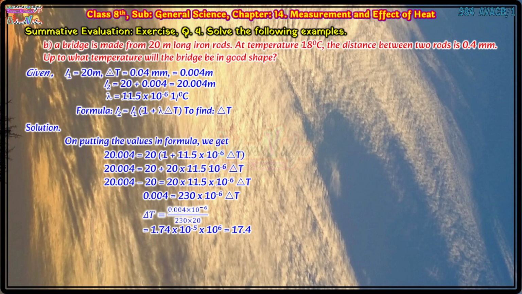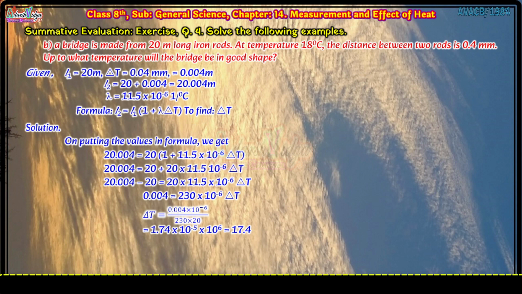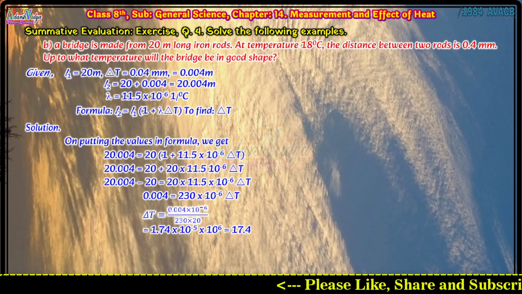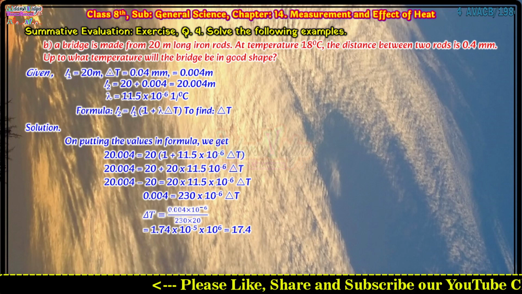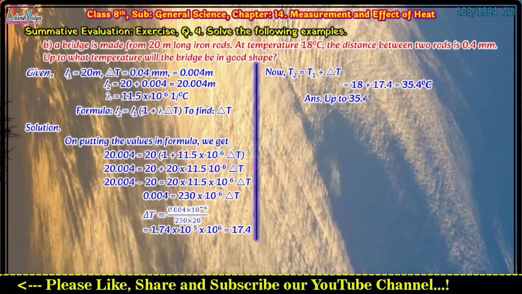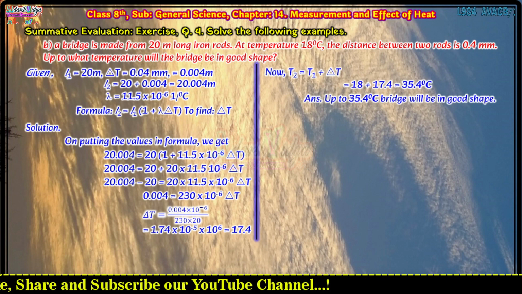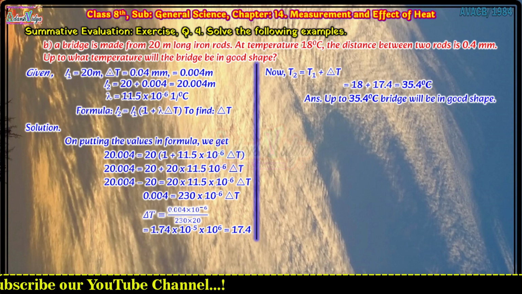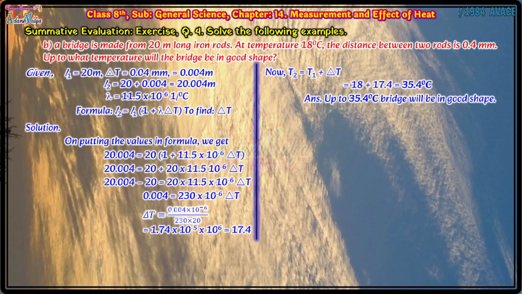ΔT equals 0.004 × 10^6 / 230, equals 17.4. Now, T2 equals T1 plus ΔT equals 18 plus 17.4 equals 35.4°C. So, finally, the answer is up to 35.4°C the bridge will be in good shape.